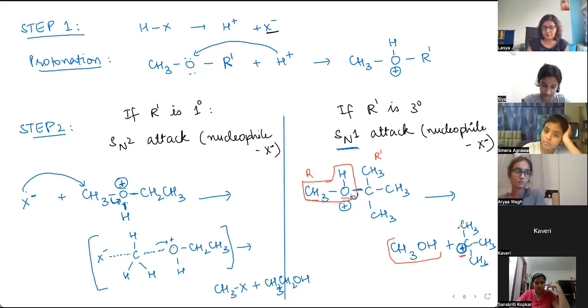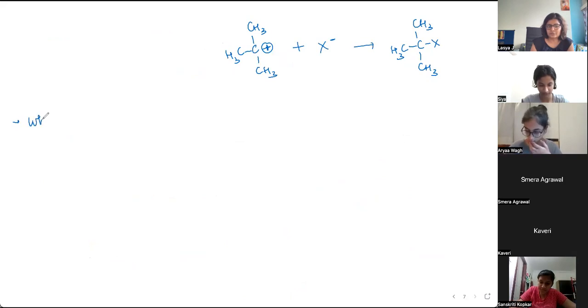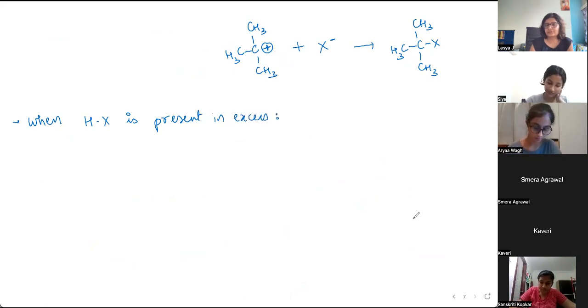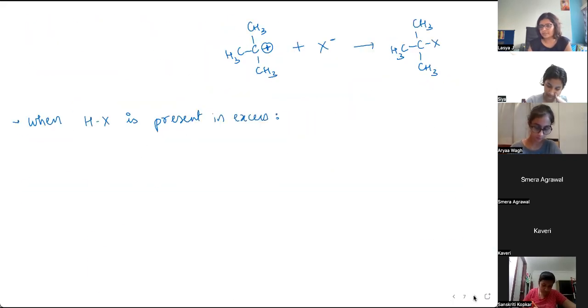It's always important to follow mechanisms. In the primary case that is what happens; in tertiary it's different. Okay, so that's the main thing. Going one step further, when the HX is present in excess, as in the symmetrical case we discussed, the alcohol is getting converted to alkyl halide. The same thing will happen here also.